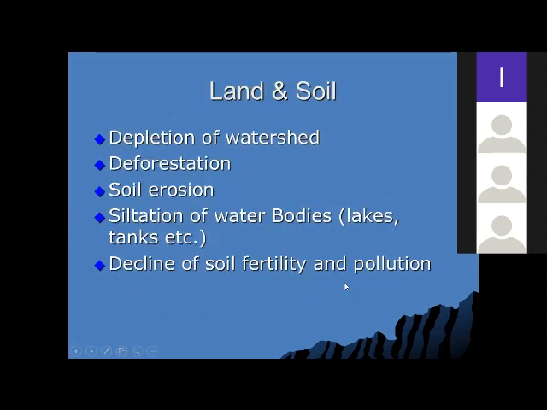Land and soil, of course, we deplete the watershed, deforestation is taking place. Even nowadays, we hear these things. If you deforest, soil erosion takes place. If you have burned the forest, then sanitation, water bodies, lakes, tanks, because soil erosion will go and deposit in those areas, water bodies, and the amount of water retention will be less, and that will create problems. And also the fertility of soil is declining, and these are real national problems that we have to think about.